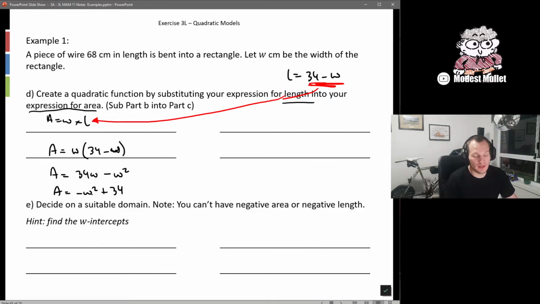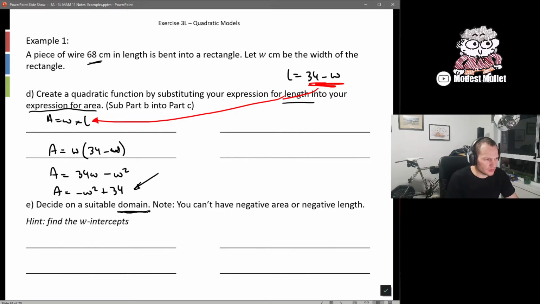We have a W squared. This is now a quadratic. Area of this rectangle that has a perimeter of 68, sorry. Turns out, we now know that its area is equal to negative W squared plus 34W. Whatever we set W, we get area from it. Decide on a suitable domain.